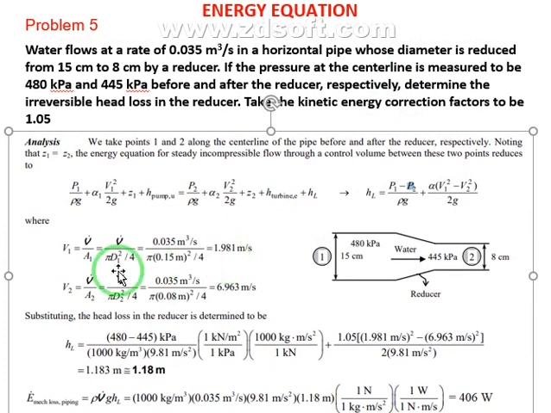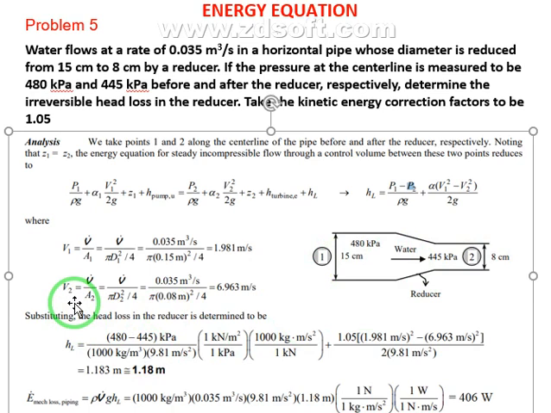So the first step here is we need to know the velocity. I know the flow rate, so I calculate V1 and V2, number one, done. Then now I know V1, I know V2, I know P1, P2. So HL is going to equal 1.1 meter. So in this pipe, the head loss is going to equal 1.1 meter.